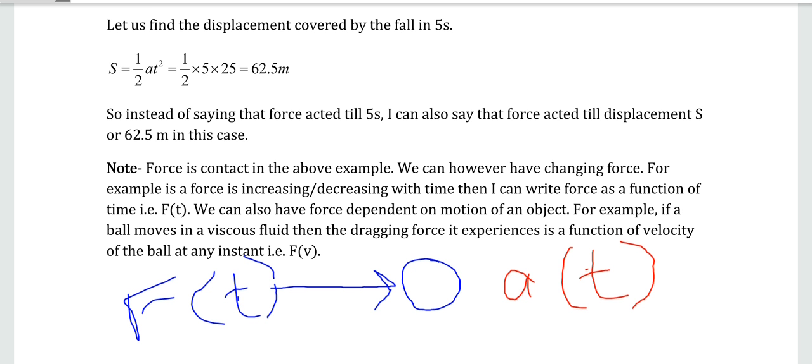On earth we nearly experience a constant acceleration because the force is not changing near the surface of the earth. We assume the force is mg, so there is no change in m and there is no change in g. Let me give you an example of changing force.